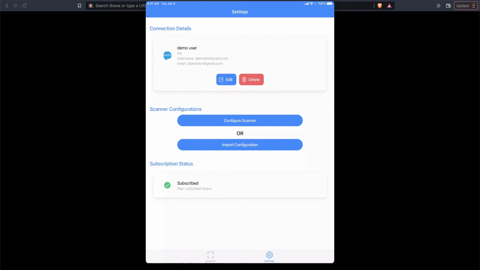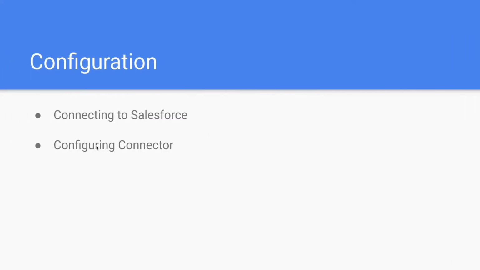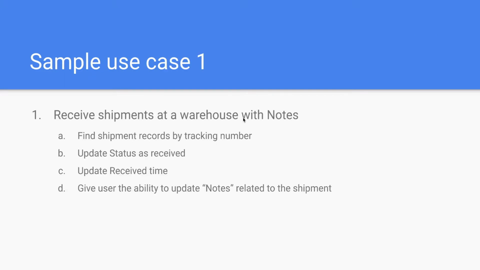So in this demo, we'll be configuring the scanner to handle a number of business requirements. Let me quickly touch on that. The first use case that we are going to cover is that of a warehouse where we receive shipments, and along with receiving the shipments, the user wants to enter a note about the shipment. Say that is the use case.